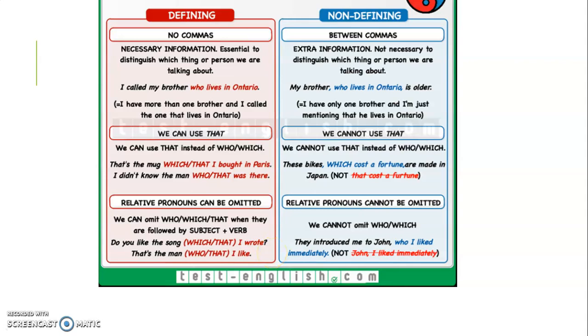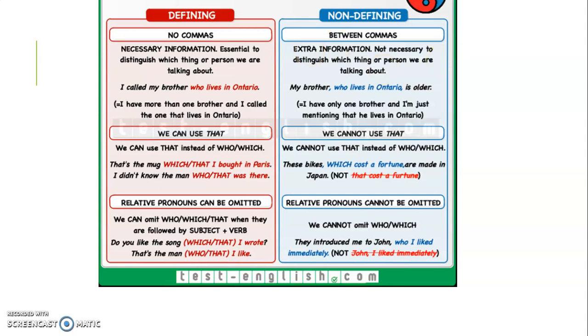This is only going to happen, remember, in the defining clauses, the ones that are going to be giving essential or necessary information. On the other hand, we are going to have the non-defining. You are going to find them specifically between commas, for example. Whenever you are just mentioning extra information, you are not defining anything.